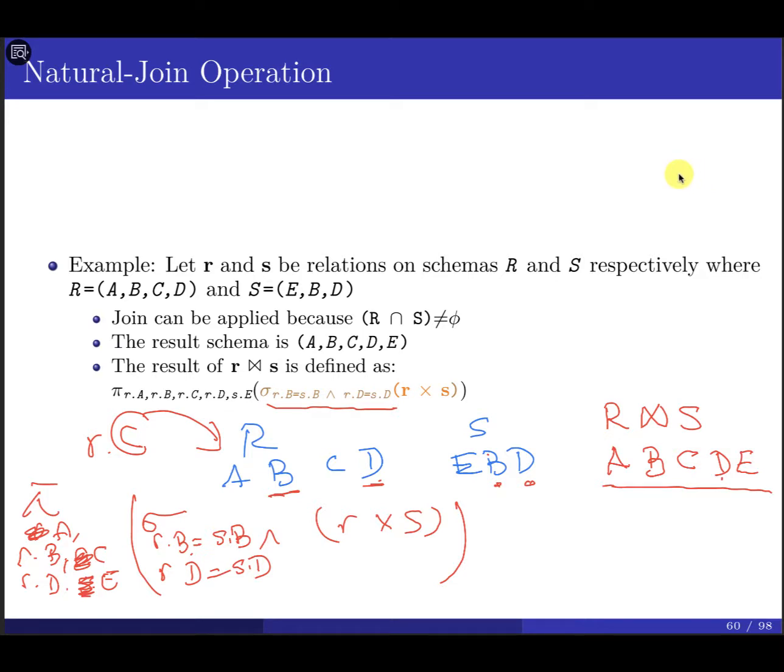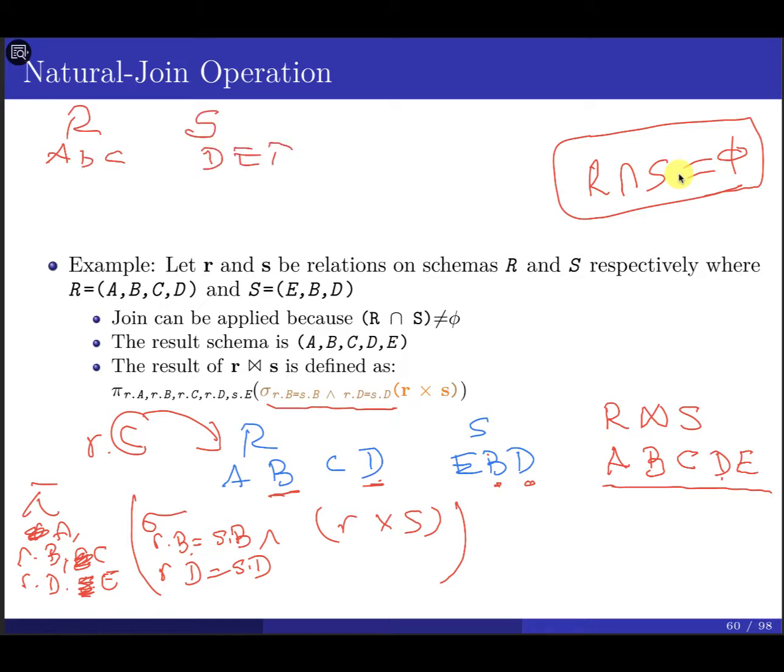Clear. And I need to add another thing here. What if the intersection between R and S equals the empty set? What does that mean here? If there is no common attribute between R and S, assume that R is A, B, C, and S is D, E, F. We try to perform R natural join S, the system is going to say, okay, there are no common attributes here, right? We don't have anything. So this is going to be degraded into the Cartesian product.